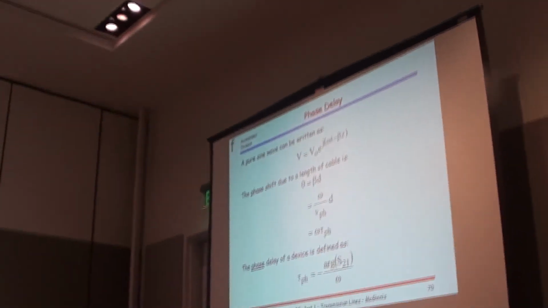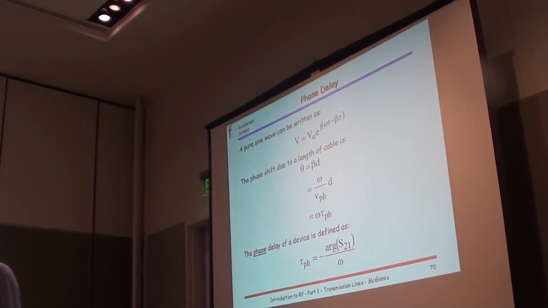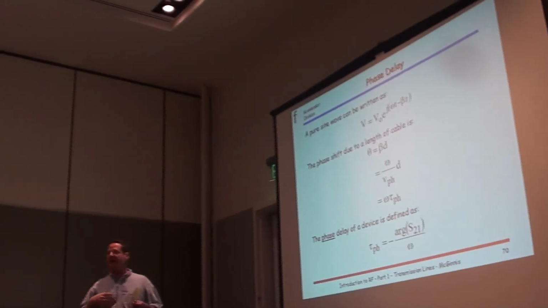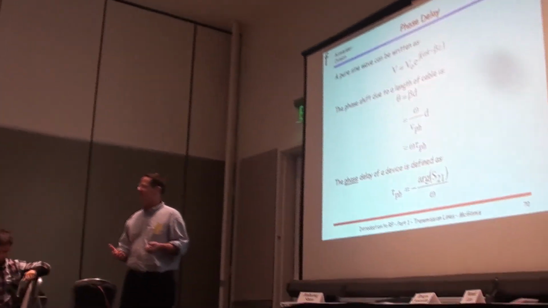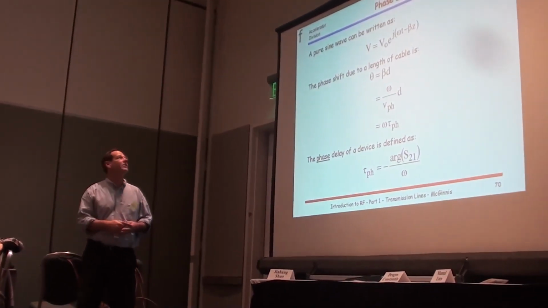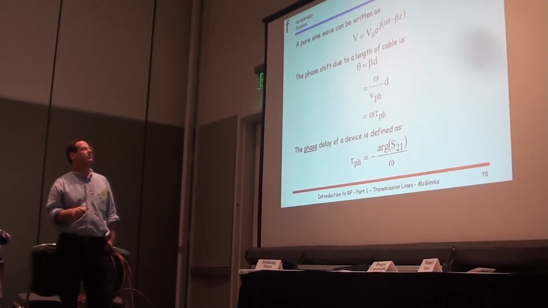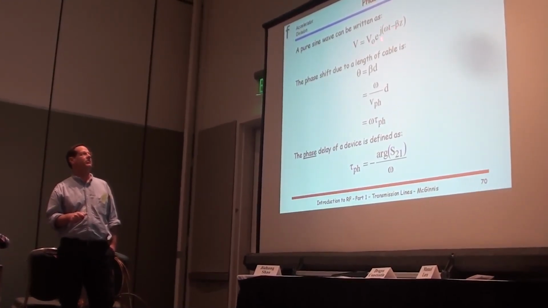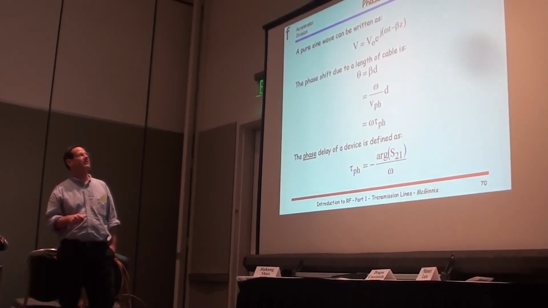All right, and then two more concepts. I know I'm in a very long lecture, but two more concepts: phase delay and group delay. We're going to ask you things about phase delay and group delay. A pure sine wave can be written as V equals V0 e to the j (omega t minus beta z). We already did this. So the phase shift through a cable of length d is theta equals beta d, right?